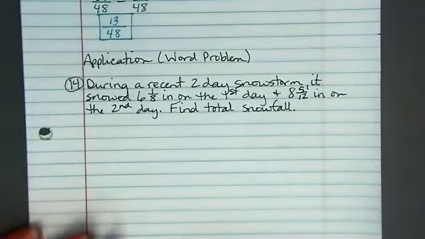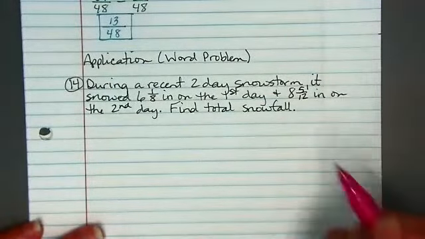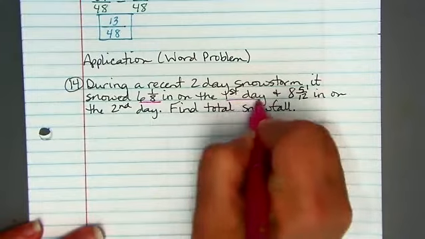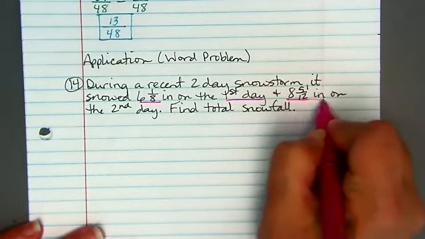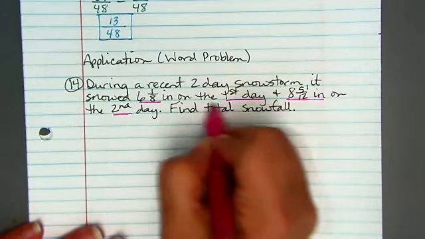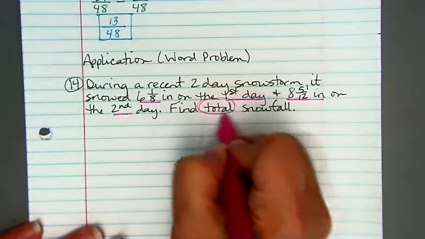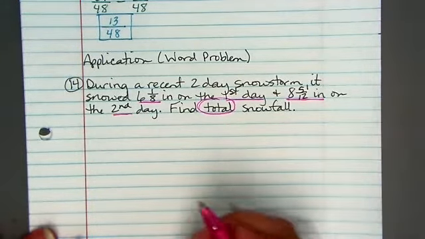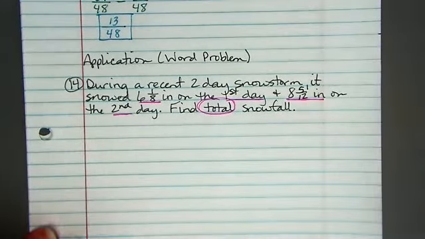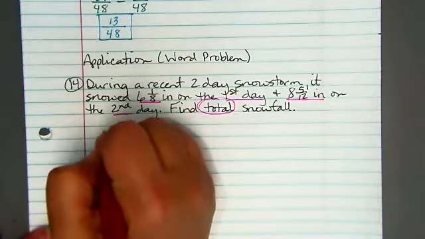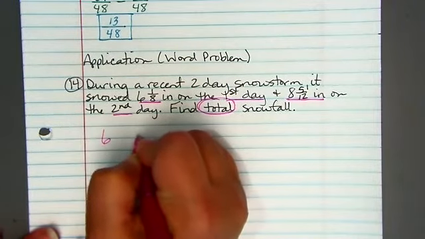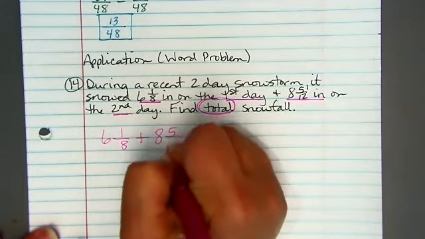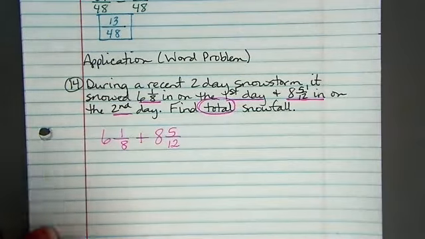So, keywords in here that we need to pay attention to. During a recent 2-day snowstorm, it snowed 6 1/8 on the first day, 8 5/12 on the second day. We want to find, this is my question, circle the question, we want to find the total, okay? So that means my problem is going to be written as, and therefore you need to write the expression that represents it, and then you calculate. So it's going to be 6 1/8 plus 8 5/12. And now we go to calculating.